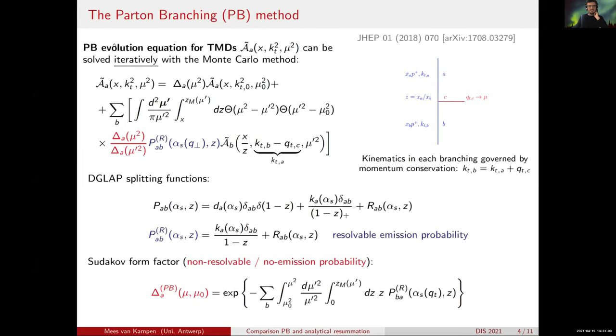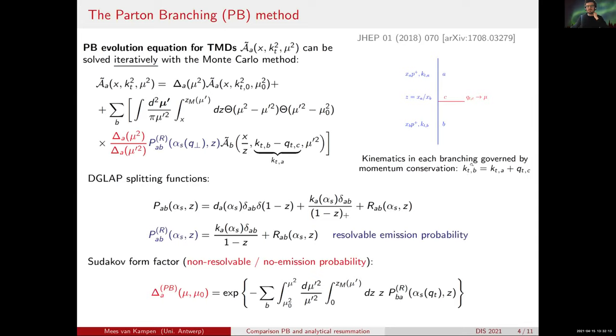So much for CSS. The parton branching method is a quite different approach, since it provides an evolution equation for transverse momentum dependent parton distribution functions. This equation is derived from the DGLAP evolution equations. By separating the resolvable and the non-resolvable region in the phase space by introducing a resolution scale, we can treat resolvable emissions with the real part of the DGLAP splitting functions, and non-resolvable emissions with the pseudo-form factor. The solution of the evolution equation is solvable in an iterative manner with the Monte Carlo method. With this, we have a very intuitive interpretation, namely that of a multiple branching approach.